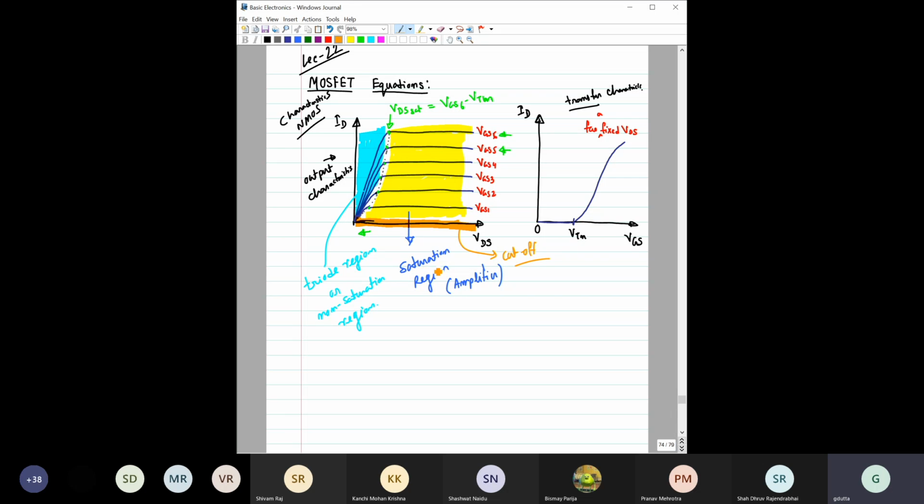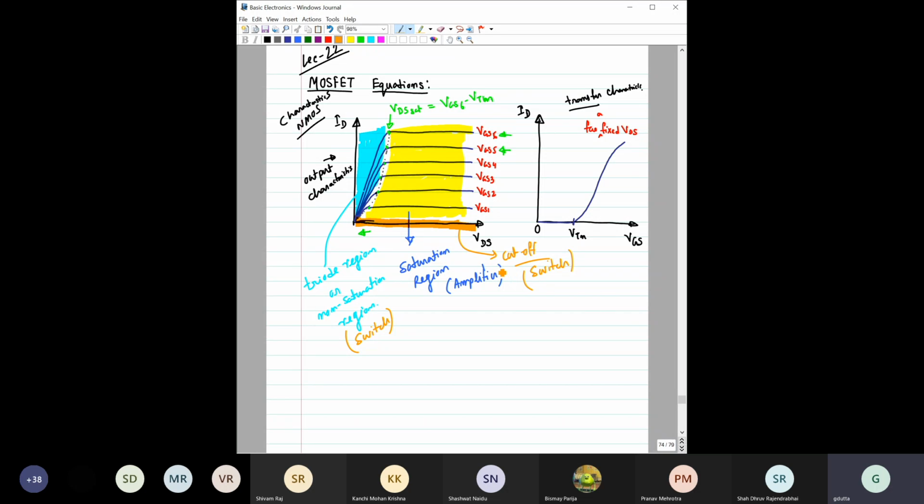For an amplifier, it should be in the saturation region, meaning in this yellow region. And if you want to use this transistor as a switch, then it has to be operated in these two regions, triode region and cutoff region. Okay, maybe we will come to this discussion a bit later on.